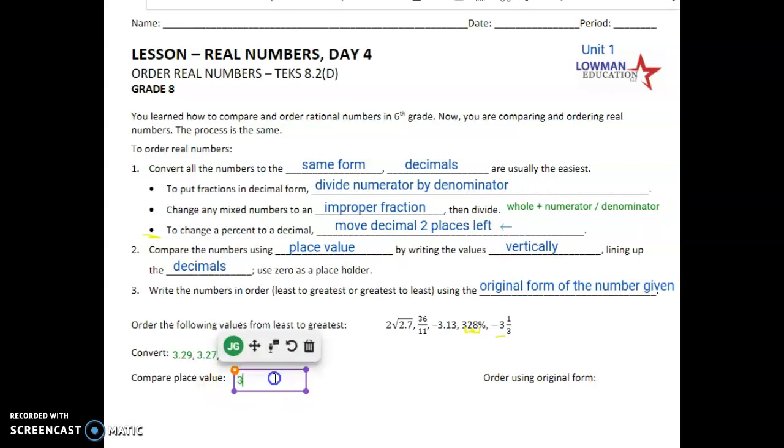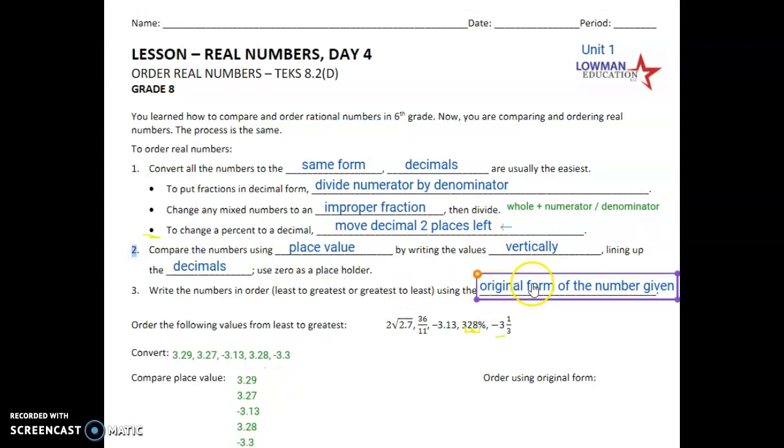And this is the part where you want to stack. So it's going to be 3.29, enter, 3.27, enter, -3 13/100, enter, 3 and 28 hundredths, enter, and then negative 3 and 3/10. This is what they're referring to in step 2, where it says to write the values vertically. The purpose for doing this is that now I can compare each place value one at a time. Every one of these has a whole number of 3, but we are placing these least to greatest.